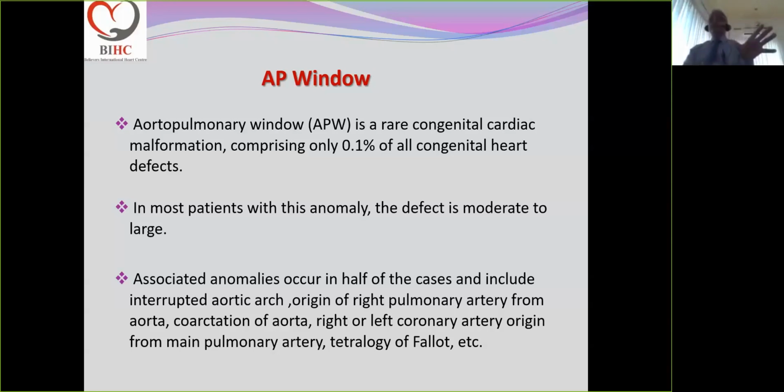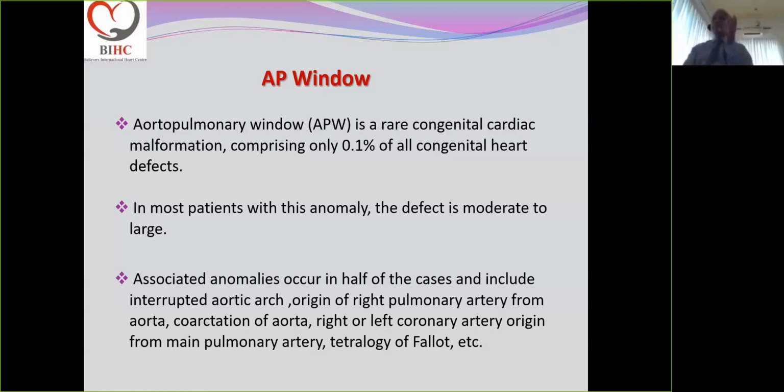This defect is usually large. It is an uncommon lesion, and quite often it is associated with other anomalies. One common anomaly is interrupted aortic arch. The right pulmonary artery may arise from the aorta. There may be coarctation of aorta, and abnormal coronary artery origin from the main pulmonary artery. Either the right coronary artery or the left coronary artery may arise from the main pulmonary artery, like ALCAPA. You may get AP window with tetralogy of Fallot also.